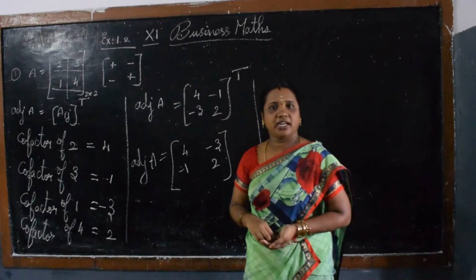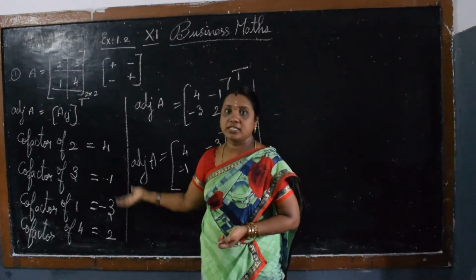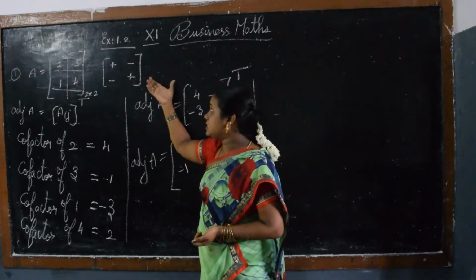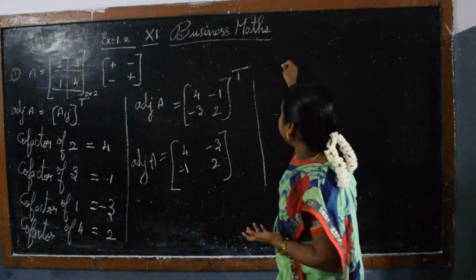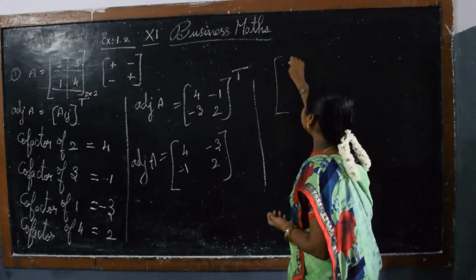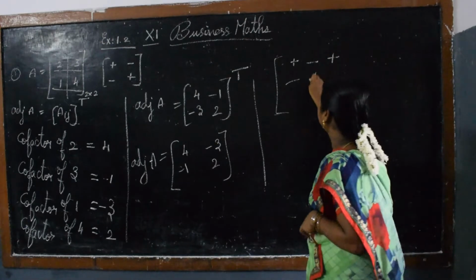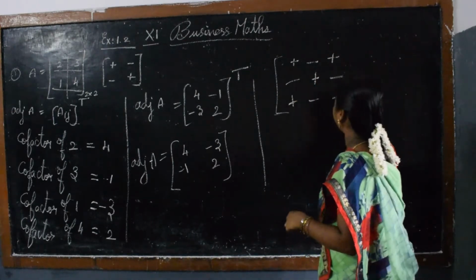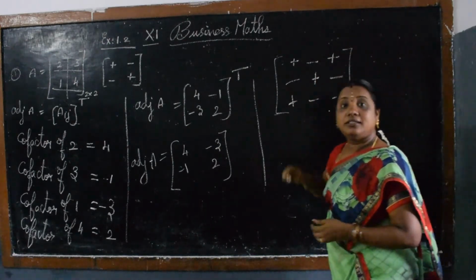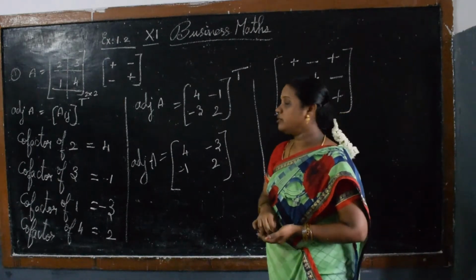Have you understood, children? Like this only you have to find the adjoint. This is a 2 by 2 matrix. Suppose it is 3 by 3, and what is the sign? Already I said: plus minus plus, minus plus minus, plus minus plus. This is the sign for a 3 by 3 matrix. Okay, note down this problem.